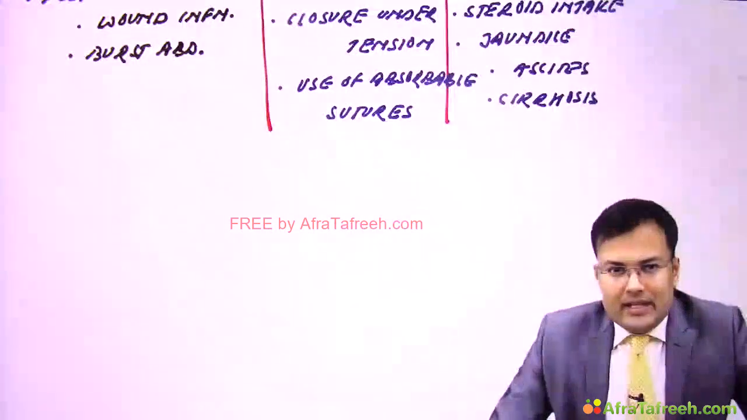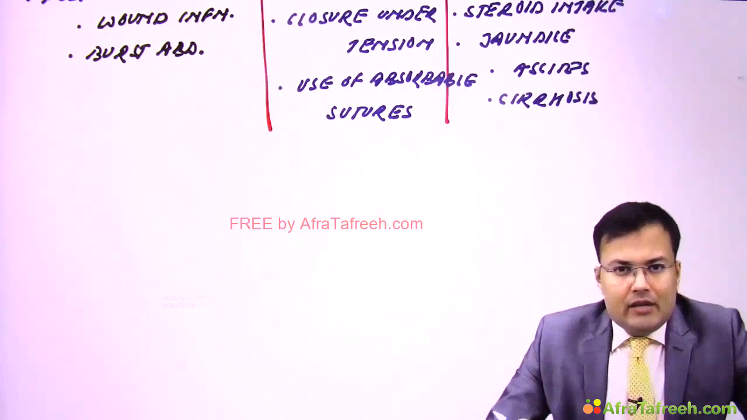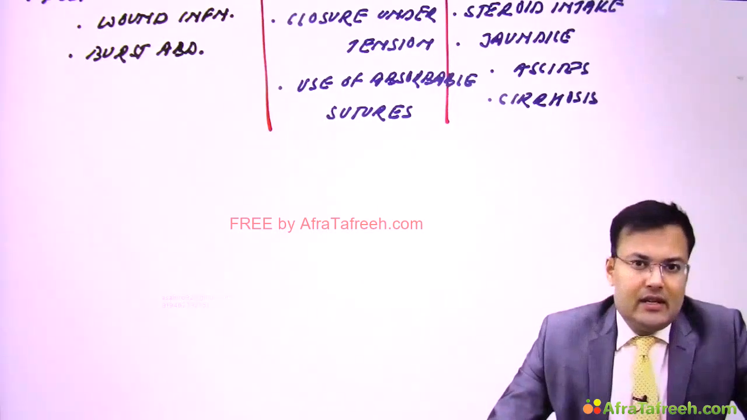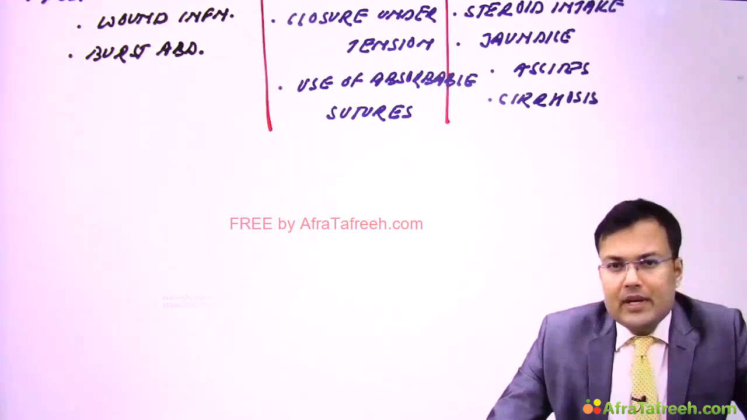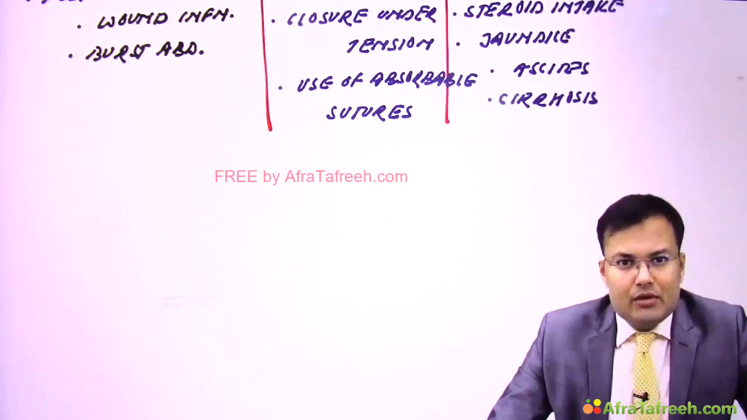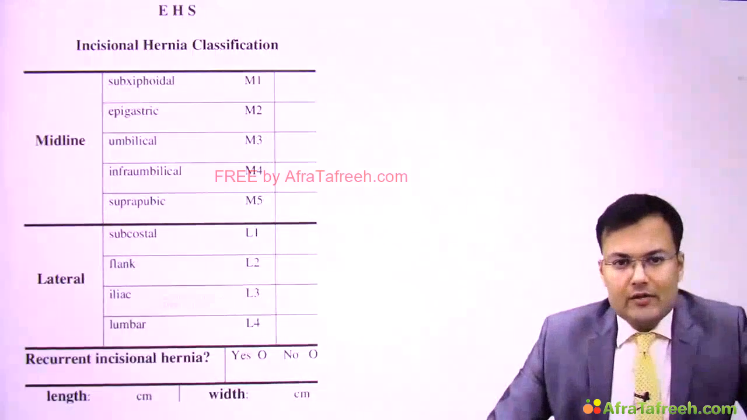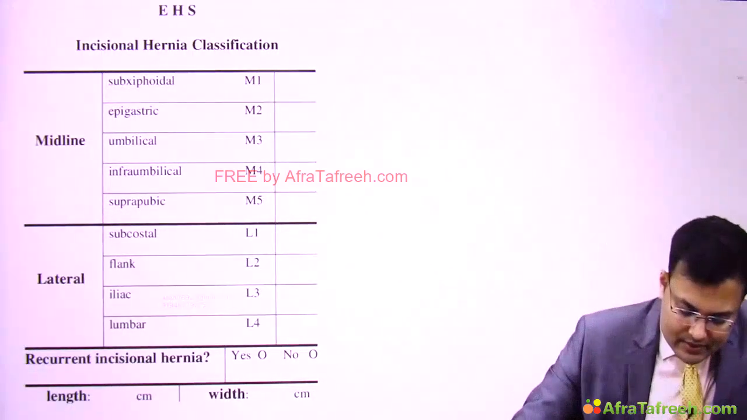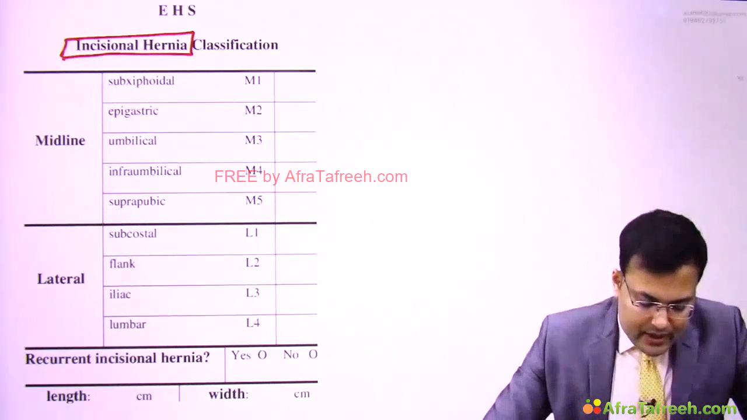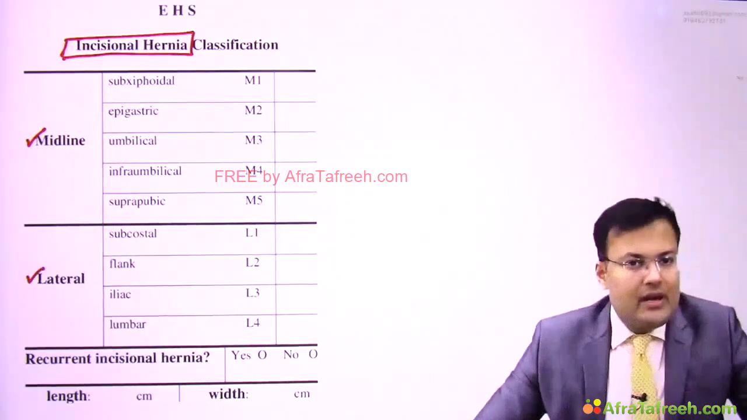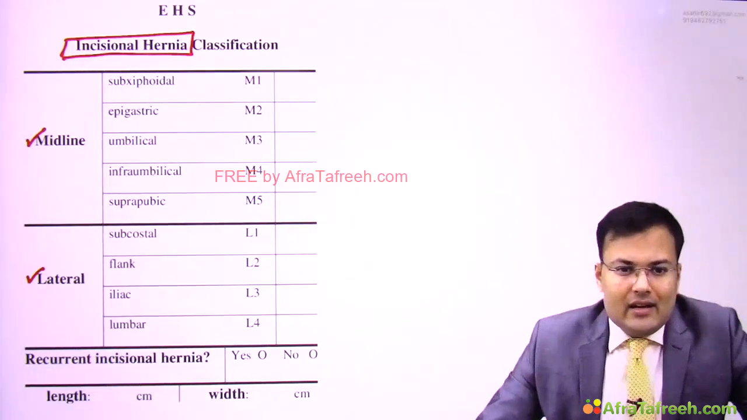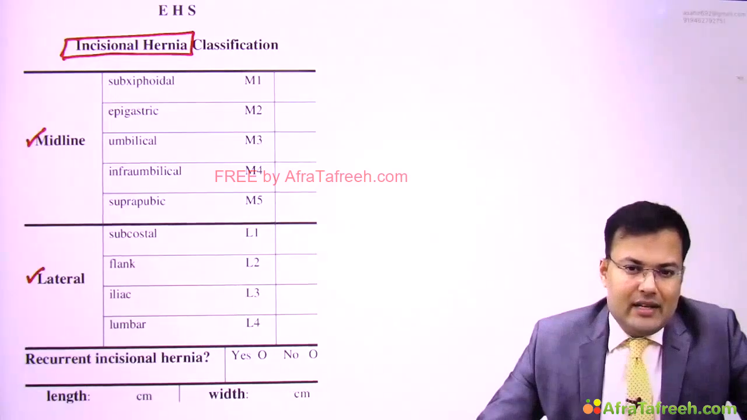In INI CET 2020, for the first time, there was one question related to EHS classification of incisional hernia. EHS full form is European Hernia Society classification. This was asked for the first time. See what was the question. Now see the chart of European Hernia Society classification for incisional hernia. So it is divided into two types. Either it can be midline or lateral. Midline is further divided into 5 types, M1 to M5, and the lateral incisional hernias are divided into 4 types, L1 to L4.